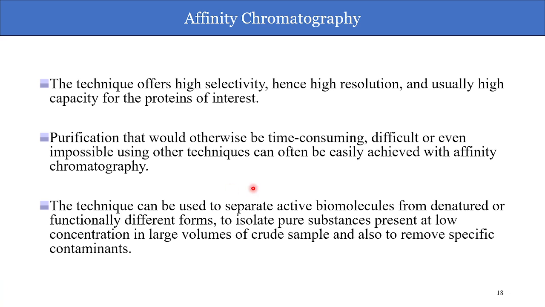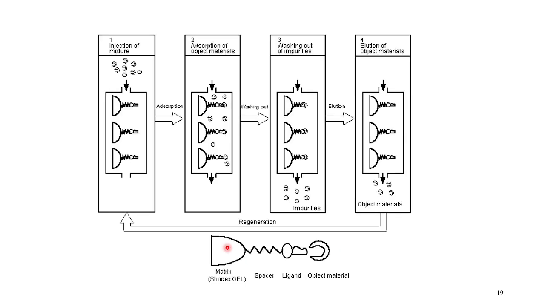These techniques can be used to separate active biomolecules from denatured or functionally different forms, to isolate pure substances at low concentration in large volumes, and to remove any kind of specific contaminants. So you inject a mixture of proteins over here. You have a bead that is tagged with a particular substance. Your protein binds with this particular bead, so adsorption of the target material happens here.